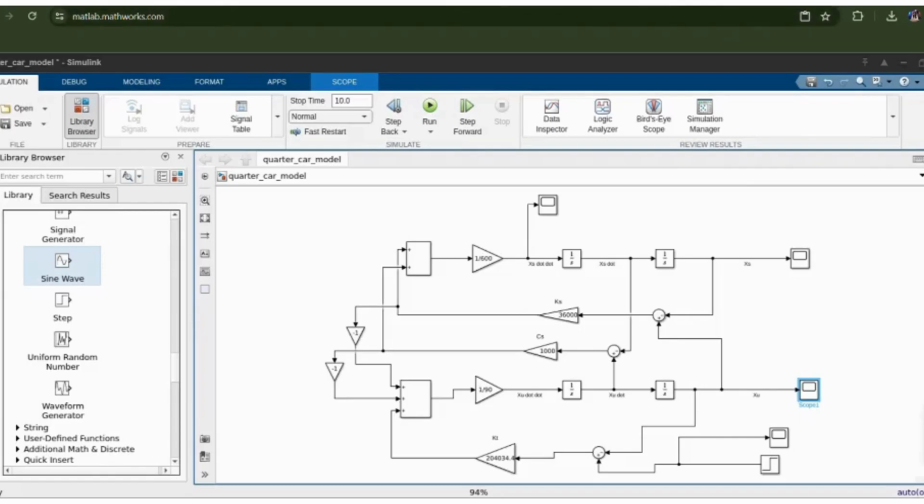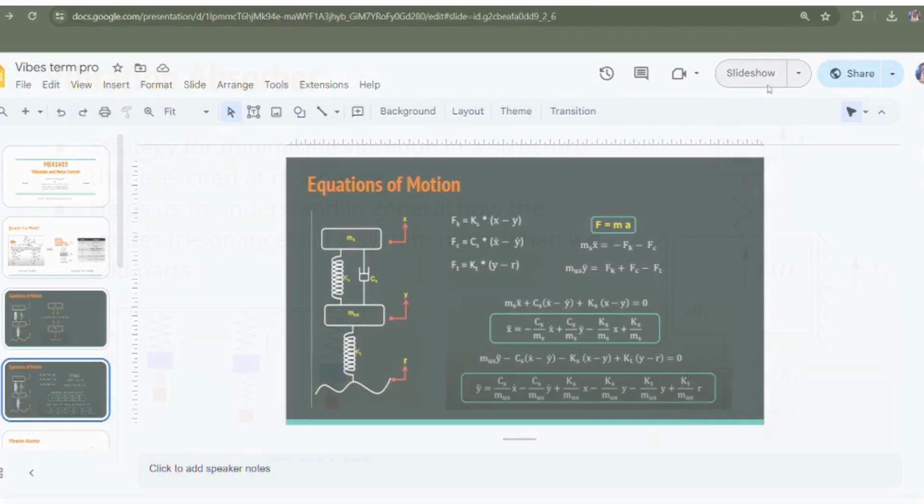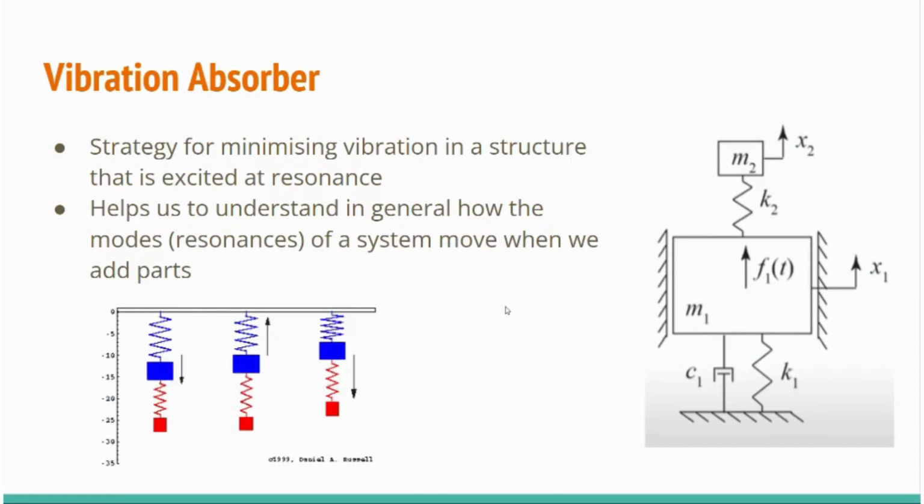Now coming to the second instance that we have taken into consideration, a simple vibration absorber. In this case, the strategy is for minimizing vibration in a structure that is excited at resonance. So when a machine is excited at resonance, the vibration amplitude is much larger, and it helps us to understand in general how the modes or resonances of a system move when we add parts to it.